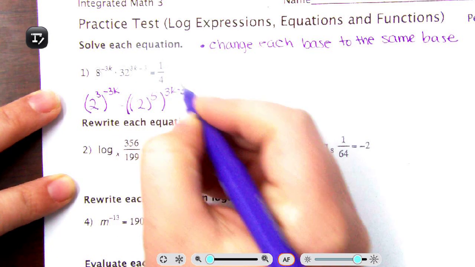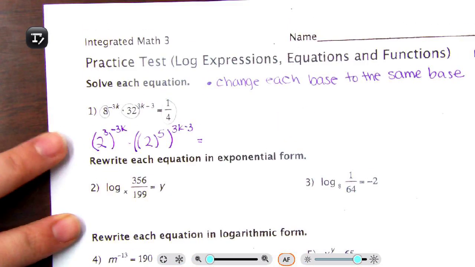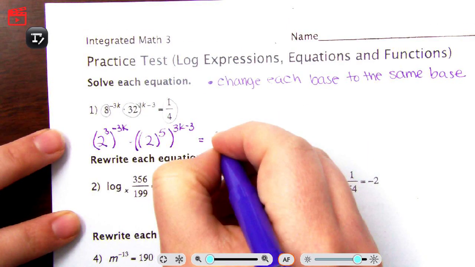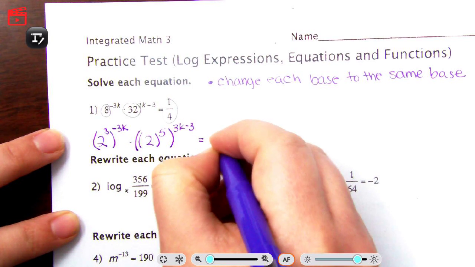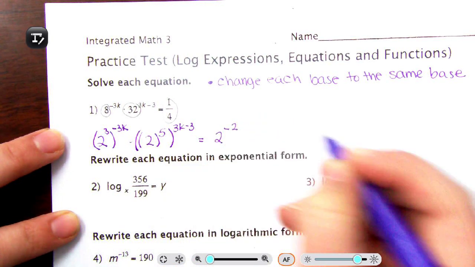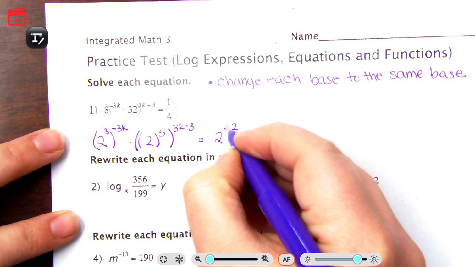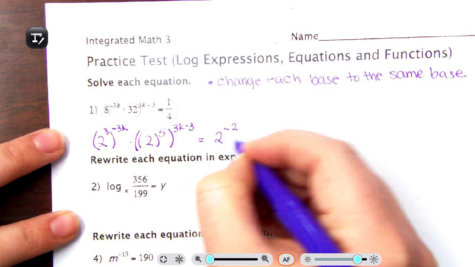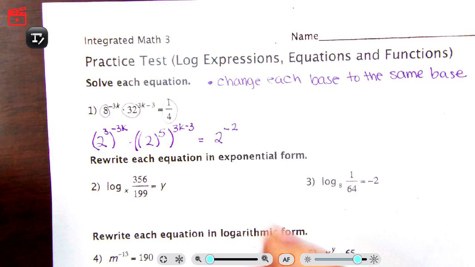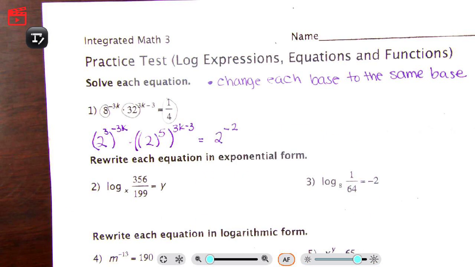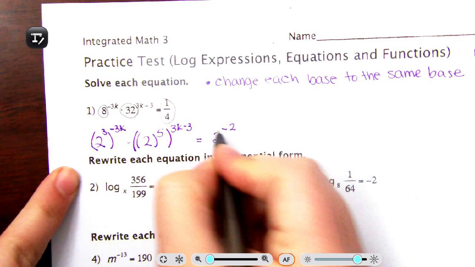Now this one here, that 1/4, I know that 1/4 is 2 to the negative 2 power. So this negative takes the reciprocal of the base. So this negative makes this 1/2. And then 1/2 squared is 1/4. So now that you have the common base, let's go ahead and simplify this.